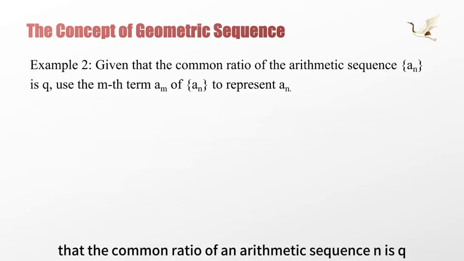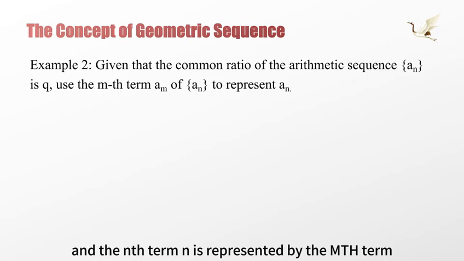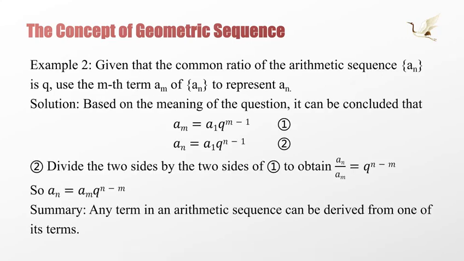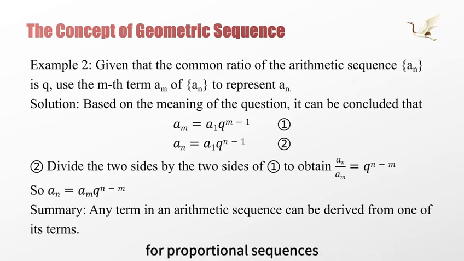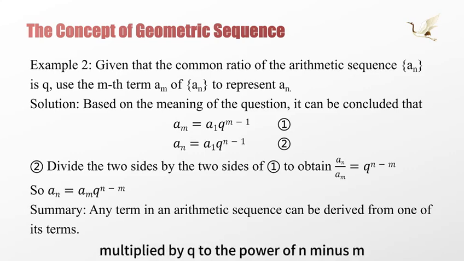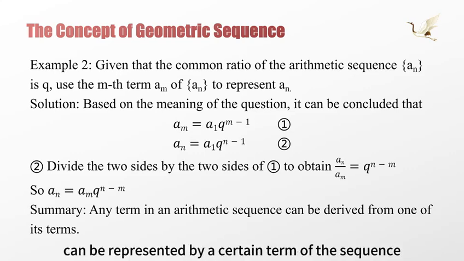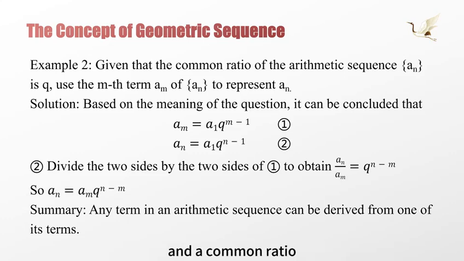Example 2: it is known that the common ratio of a geometric sequence a_n is q, and we want to express the nth term a_n by the mth term a_m. Based on the experience of the previous question, we can still use the general formula for geometric sequences to write the equations for a_m and a_n with respect to a_1 and q. By dividing the two sides of equation 2 by the two sides of equation 1, we can obtain that a_n over a_m is equal to q to the power of n minus m. So a_n is equal to a_m multiplied by q to the power of n minus m. Any term of a geometric sequence can be represented by a certain term of the sequence and the common ratio.